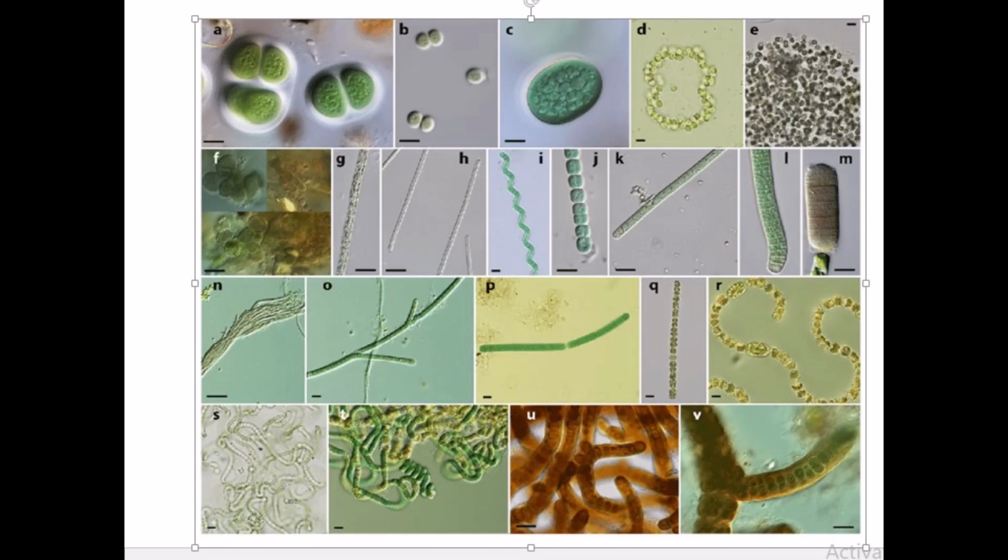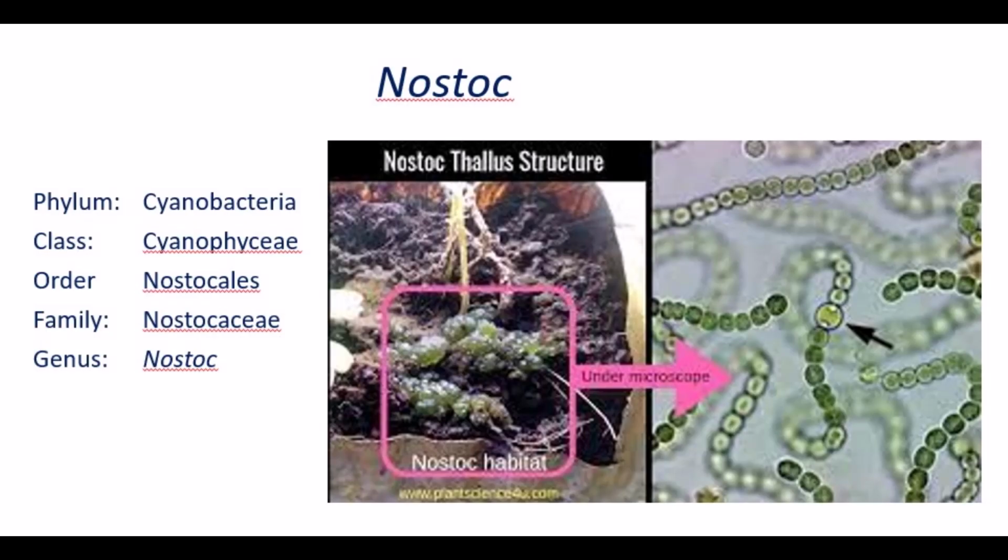The thallus of the blue-green algae may be unicellular, colonial, or filamentous, branched or unbranched in nature. One such example of a filamentous blue-green alga is Nostoc. Nostoc belongs to the class Cyanophyceae and is a filamentous, unbranched blue-green algae.